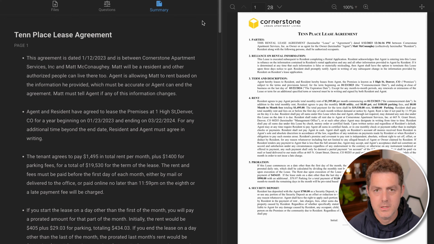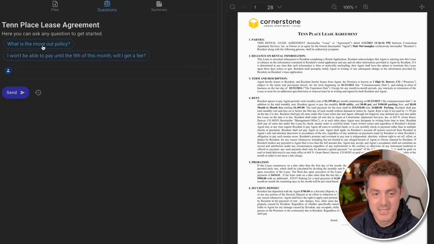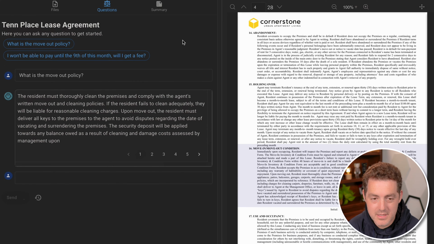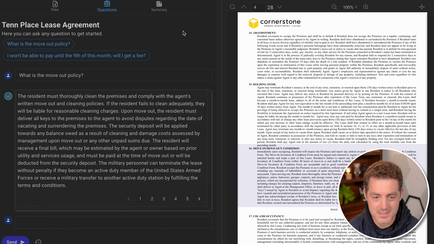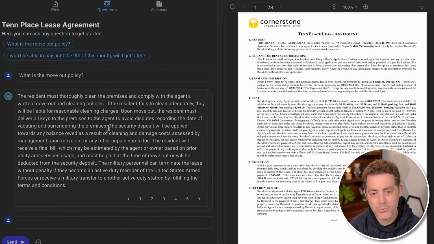This tool helps. So first, it provides a page-by-page summary, which you see on the left side. And this gives a much simpler version of the language that's in the document. And next, the best part, you could ask it questions the same way you would ChatGPT. And this tool actually provides some example suggestions. So let's just click it. What is the move out policy? Let's see what it says. The resident must thoroughly clean the premises and comply with the agent's written move out and cleaning policies. And so there is a good brief summary of the move out policy.